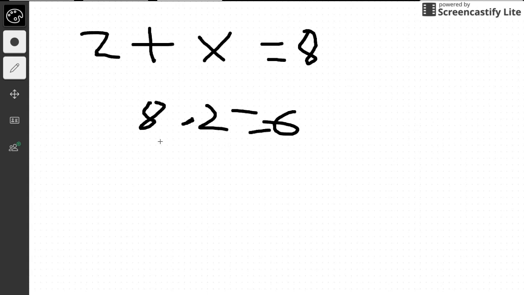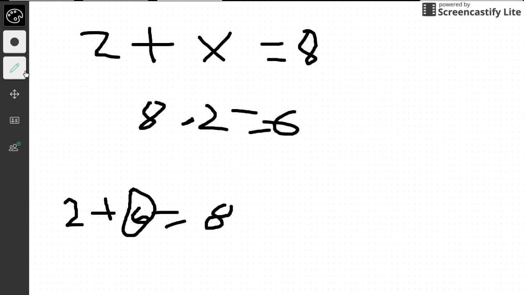And we can check our answer by doing 2 plus 6 equals 8. And we know that that's right. So the answer is 6.